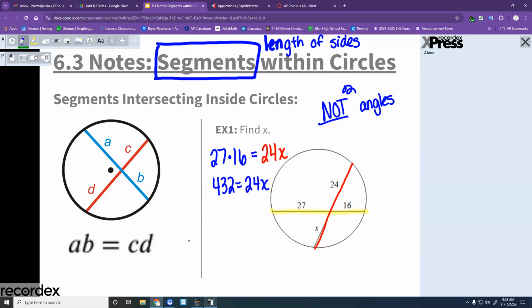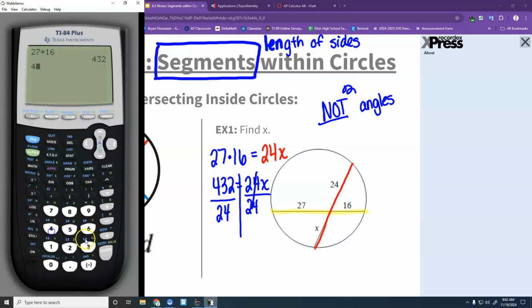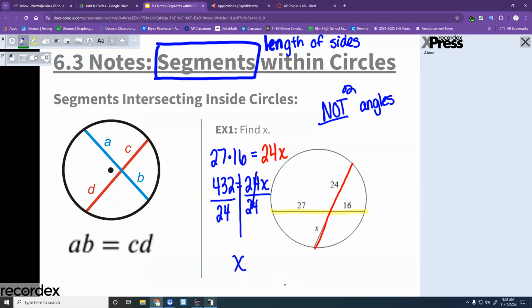Keely, what do we need to do to solve that equation now? Yeah, just divide by that 24, and when we do 432 divided by 24, we are going to get 18. So x equals 18.